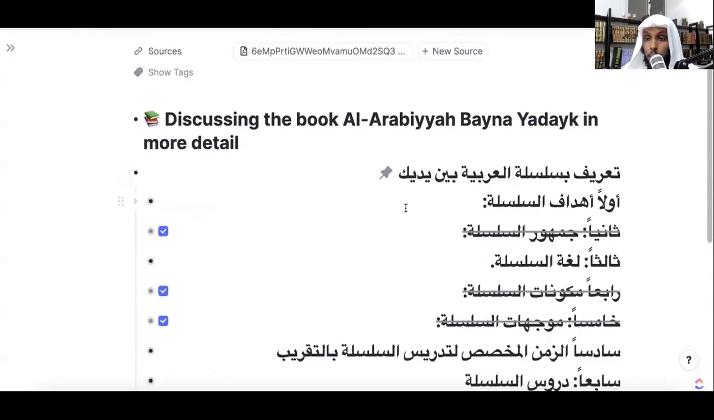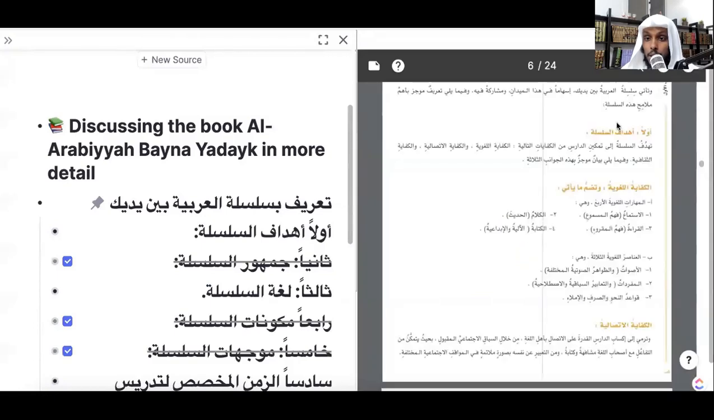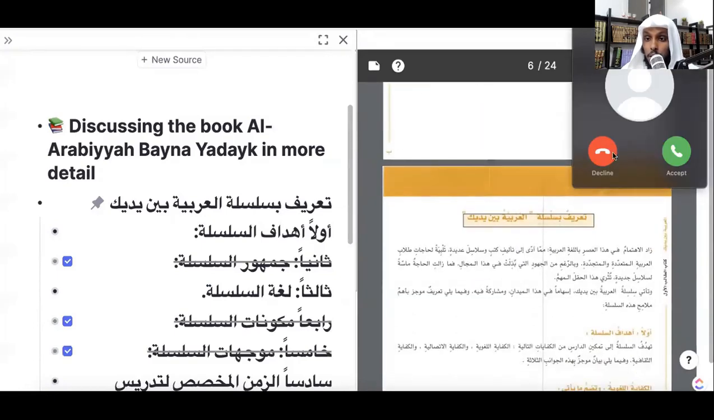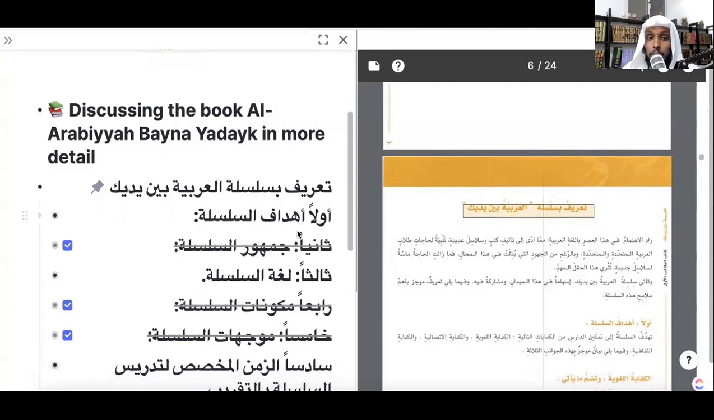Okay. So here we have, this is where it starts, تعريف بالسلسلة it's called. Okay, this is where it starts. Just 1 second. One moment please. Okay. تعريف بالسلسلة is called سلسلة العربية بين يديك.